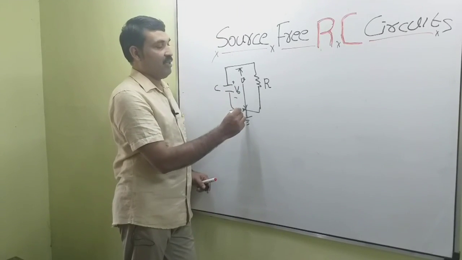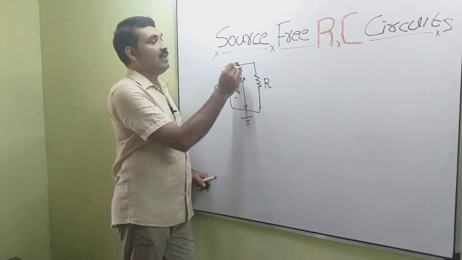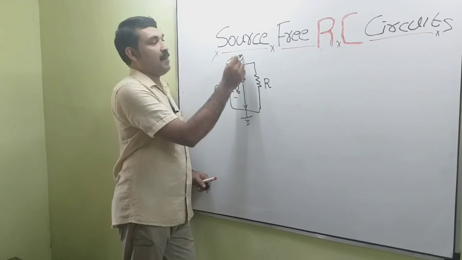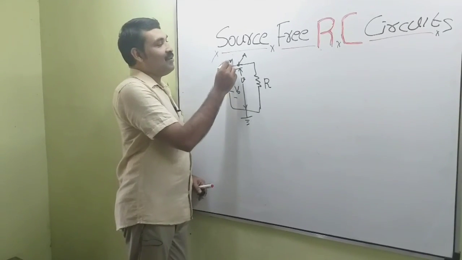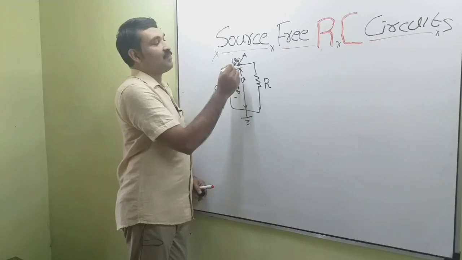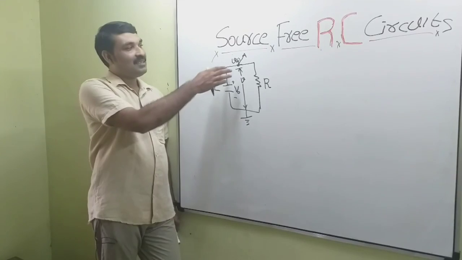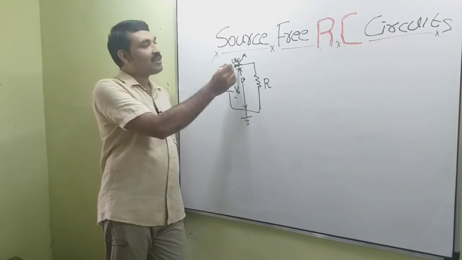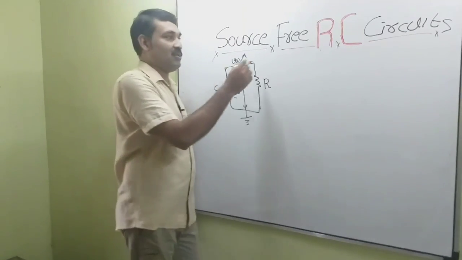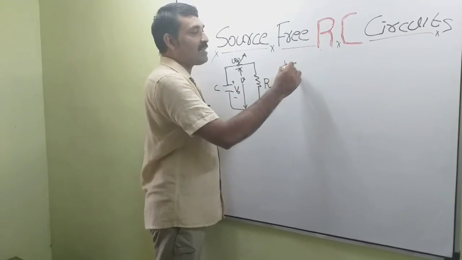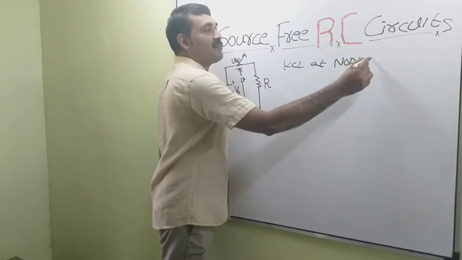Now consider a node, let this be denoted by A, point A. The voltage at this node is V of t. Now consider the circuit. This V of t is the voltage at this node. Now we are going to apply KCL at this node, that means apply KCL at node A.